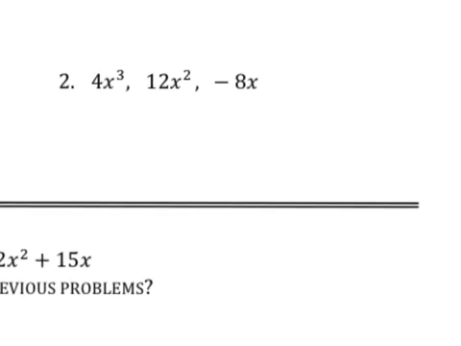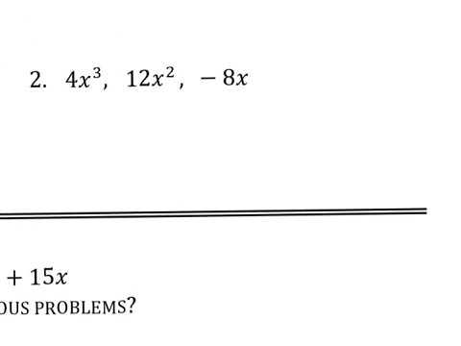Okay, biggest number I can divide out of 4, 12, and negative 8. I can divide a 4 out, right? Then I have 3 x's, 2 x's, and a single x, so I can take a single x out. So 4x is my GCF there.